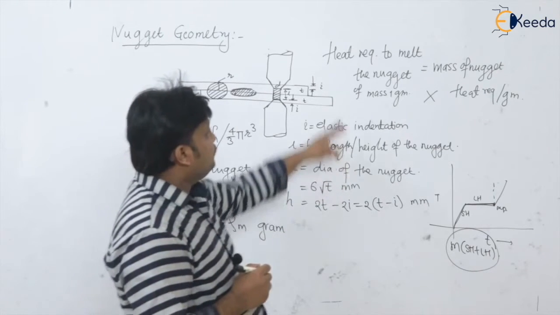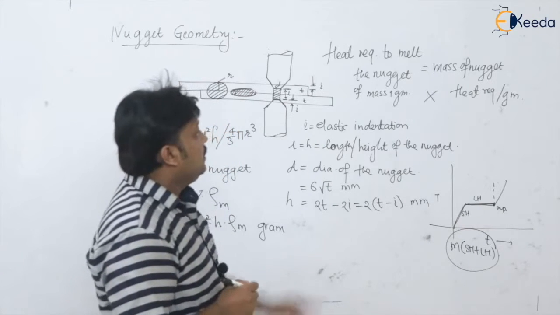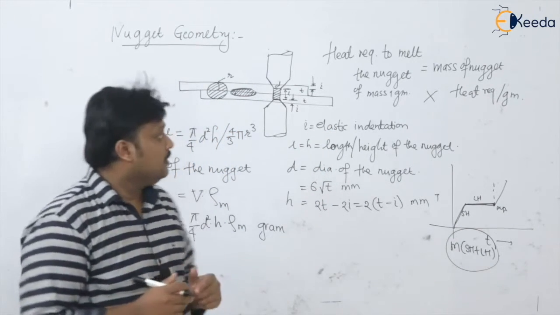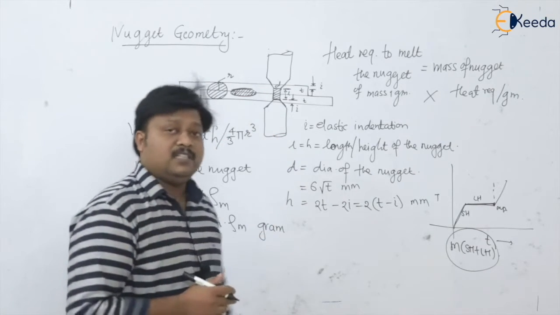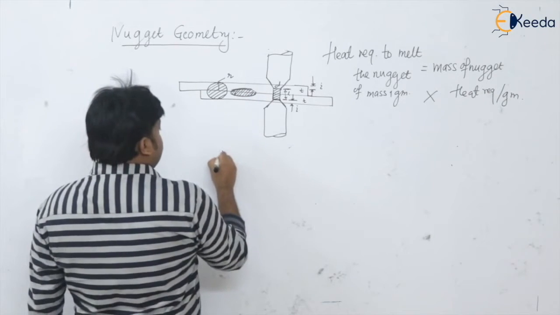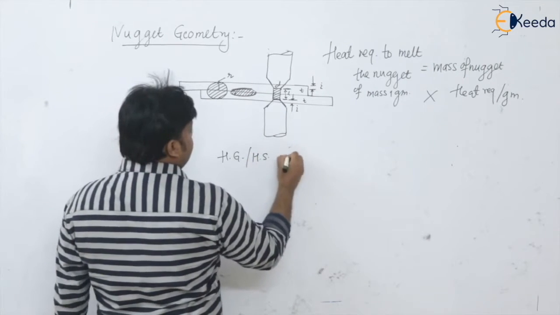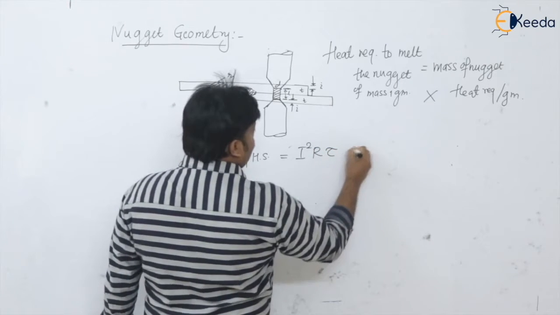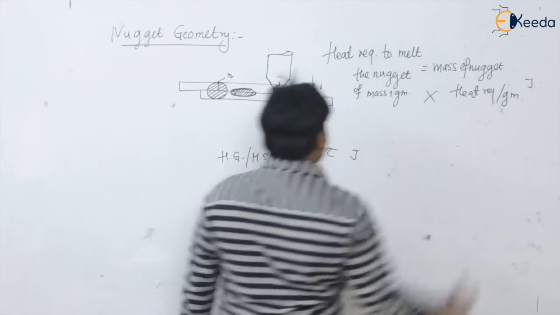Besides the heat required for melting the nugget, we also have the heat generated, which in the case of resistance welding is the heat supplied. That is I square R times tau joules. And this heat is also in terms of joules.